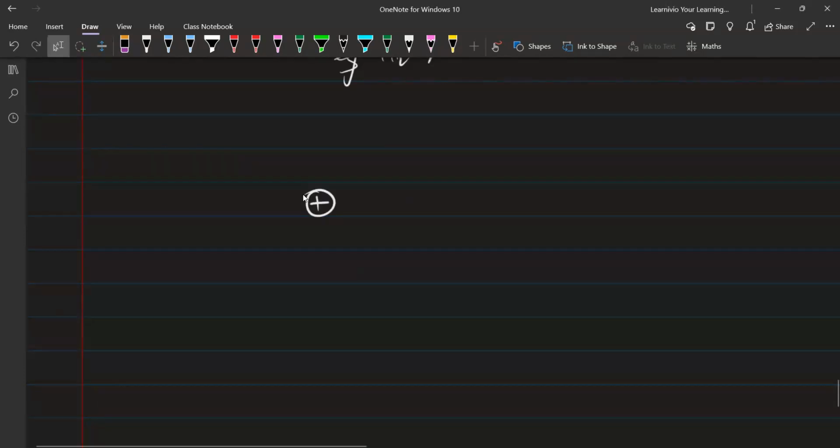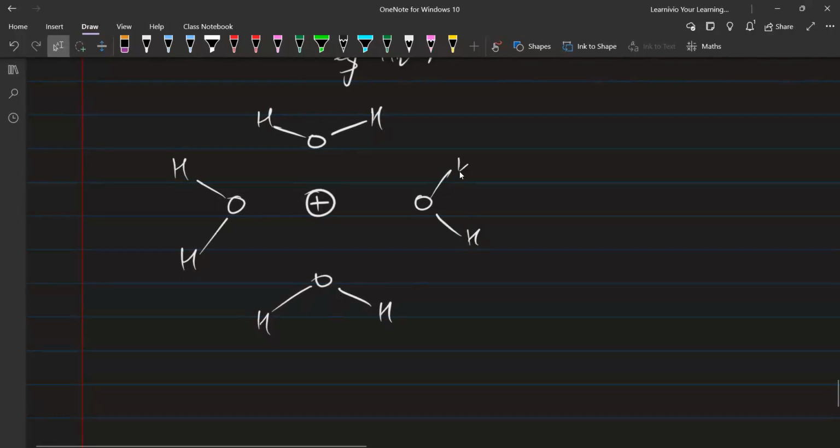Let's suppose we are using a polar protic solvent, for example, water. As soon as we use polar protic solvent, the water molecule will surround the carbocation like this. Does it make sense? Yes or no? Sir, can you repeat एक बार? Sure. This is the carbocation, just showing it by positive charge.